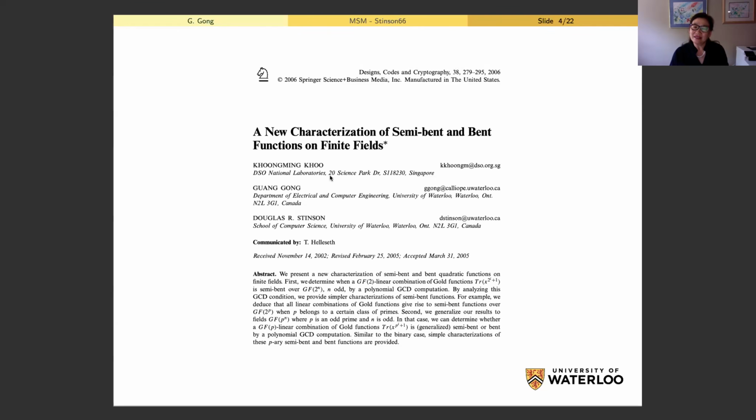We met once each week, but it was a very long meeting, at least 3 hours. I believe this work is some new calculation of semi-bent and bent functions on finite fields. And Doug came up with a very genius idea. Basically, our criterion here uses the coding method. So if you're interested, please look at this.